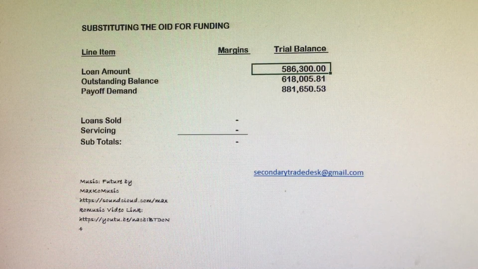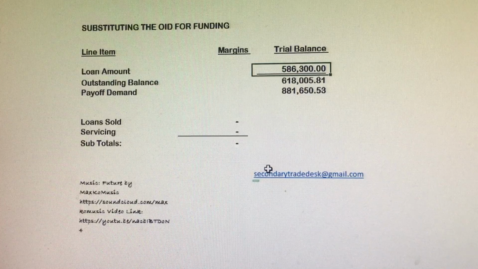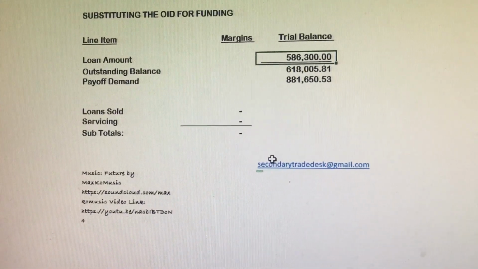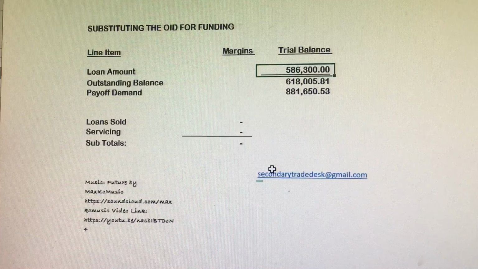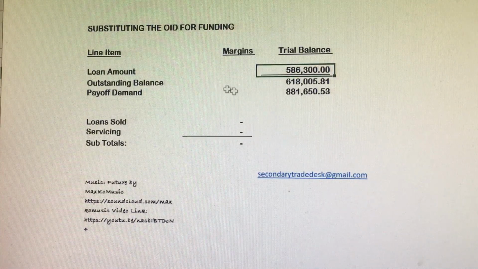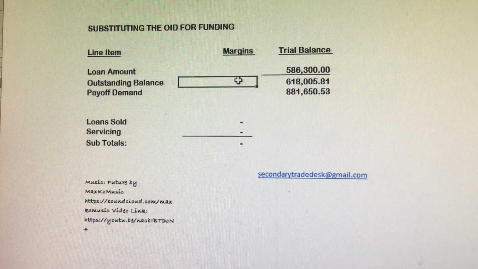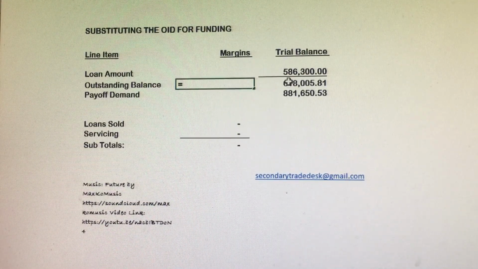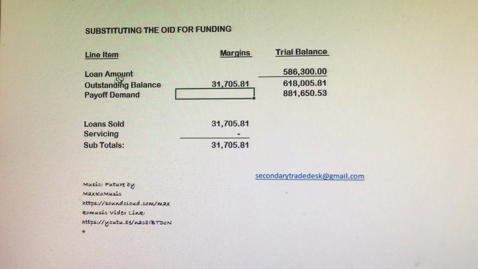What we're going to do next is go to the servicing statement, and take a look at the amount of the outstanding principal balance, and that was $618,005. When I say margin, some of you have called and asked me about this. Again, you got to stop me and let me know if there's any vernacular here that you're not grasping and need help with. When we subtract this from this, we get a margin. It's the difference. So the difference between the loan amount and the outstanding balance was $31,705.81.